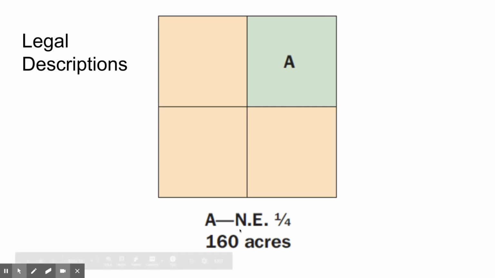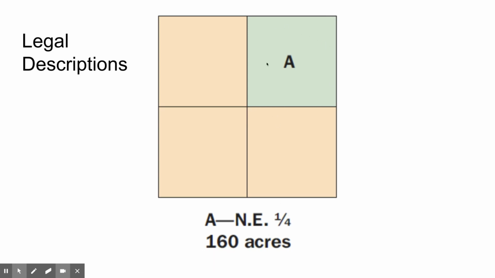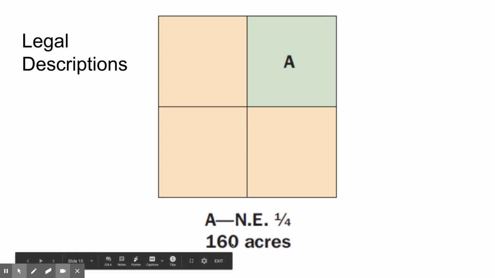And that's down here. If you take 1/4 and multiply it by 640, you'll get 160. So if you own a quarter of a section, you own 160 acres, which, if you know much about the Homestead Act, is what you got when you homesteaded out west: 160 acres, or a quarter of a section.